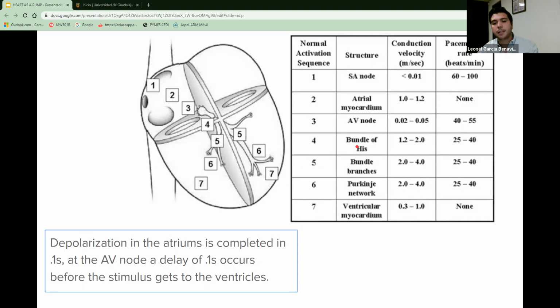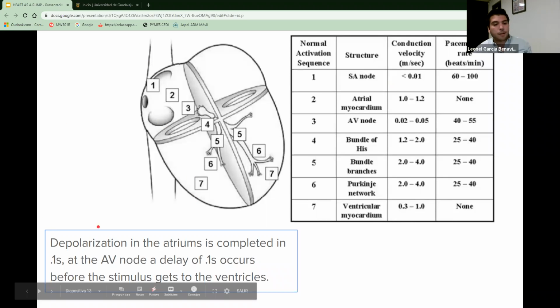The bundle of His, its branches and the Purkinje network can have a pacemaker rhythm, but as you can see here, it's not compatible with life. You cannot survive with 25 beats per minute for a prolonged period of time. So the most common ones we're going to see in clinical practice are a sinus rhythm or an AV rhythm.